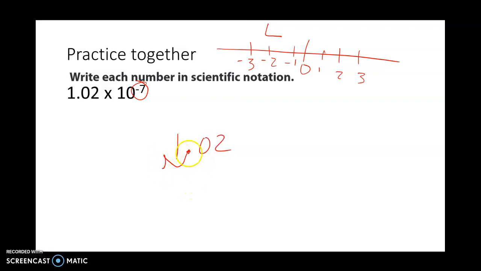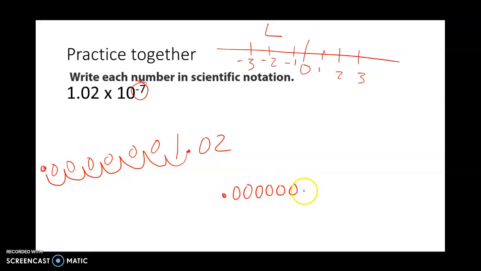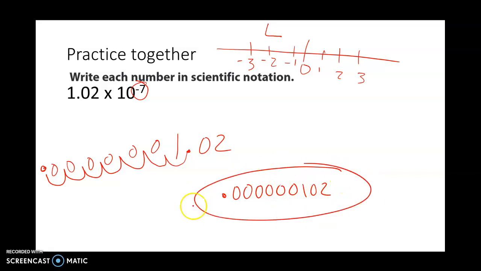1, 2, 3, 4, 5, 6, 7. And there's going to be 1, 2, 3, 4, 5, 6 zeros. So there's going to be 1, 2, 3, 4, 5, 6, and 1, 0, 2. Final answer. So positive numbers go to the right, negative numbers go to the left when you're expanding into standard form.